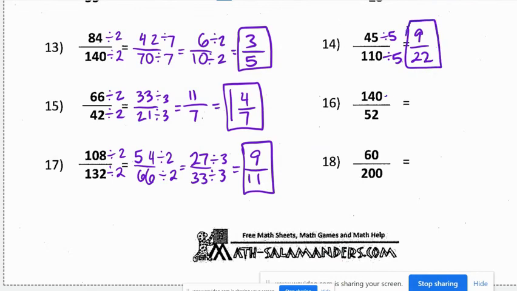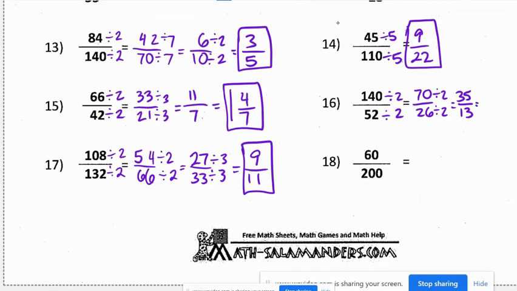Number 16, 140 over 52. They're both even, so let's divide them by 2. That's 70. And 52 divided by 2 is 26. Still even. Let's keep dividing. Let's cut them in half. 70 divided by 2 is 35. 26 divided by 2 is 13.